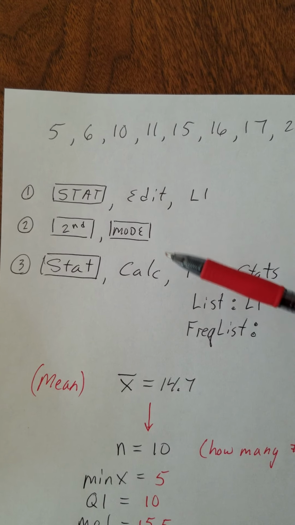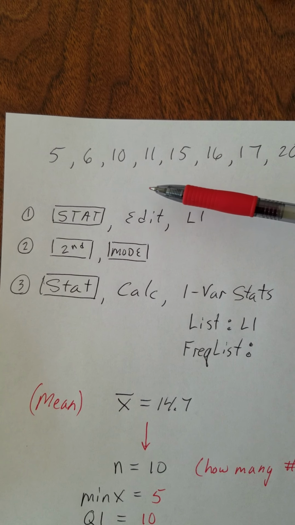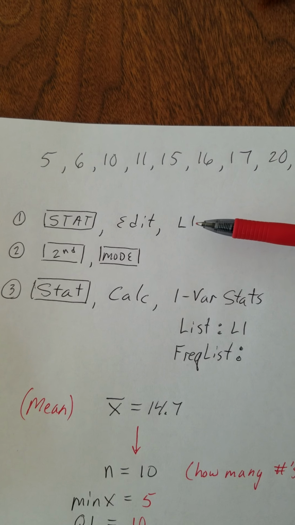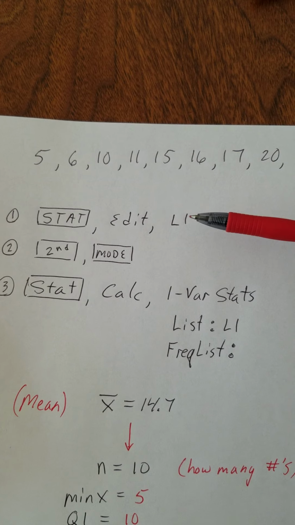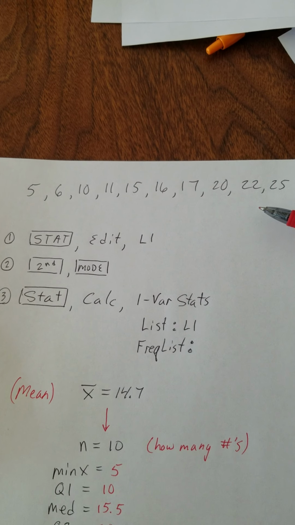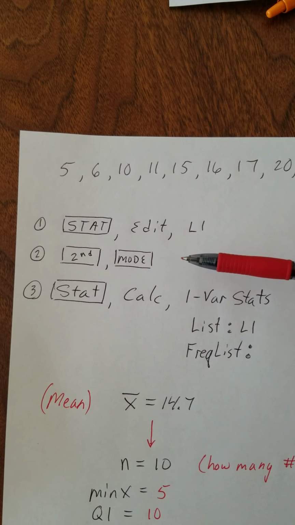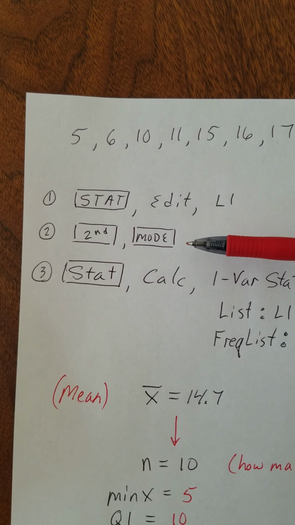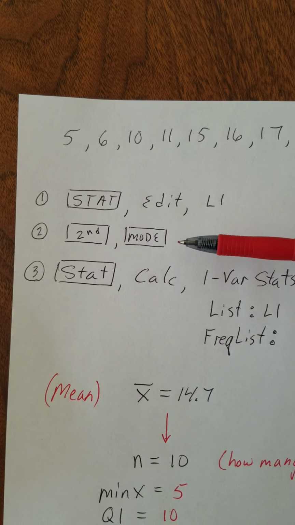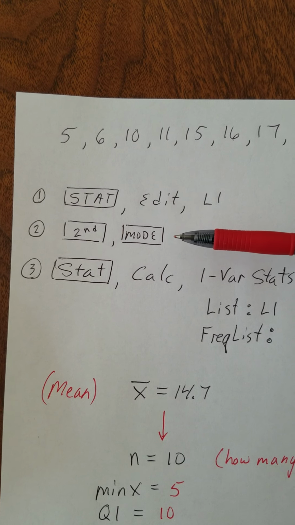So here's what you do. You go to Stat, you go to Edit, and then in List 1, make sure there's nothing there, and you put in these 10 numbers. Then after you've done that, you do 2nd Mode, and that does quit. It takes you out of that.